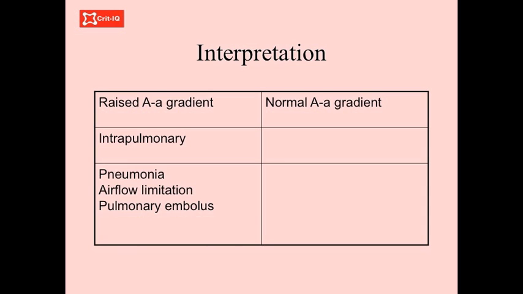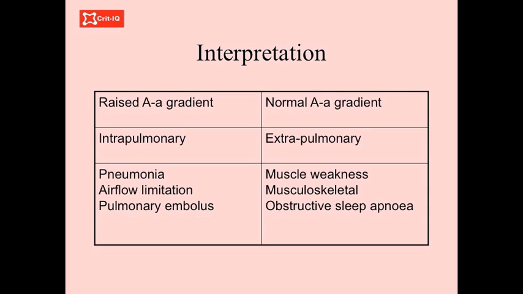In cases of hypoxia where there is a normal AA gradient, the hypoxia is related to alveolar dilution of oxygen content by carbon dioxide. This occurs in non-pulmonary causes due to hypoventilation. A variety of causes for this exist.